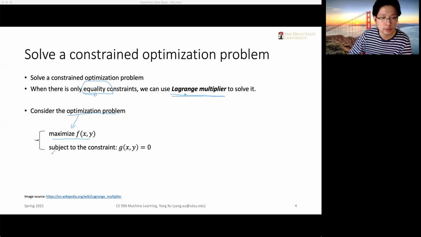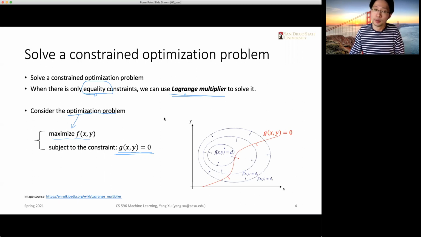And since we have the constraints that the variables x and y should satisfy this equation, like some g of x and y must equal 0. Given these constraints, it means we need to construct some additional functions or additional mathematical expressions called Lagrangian multiplier.